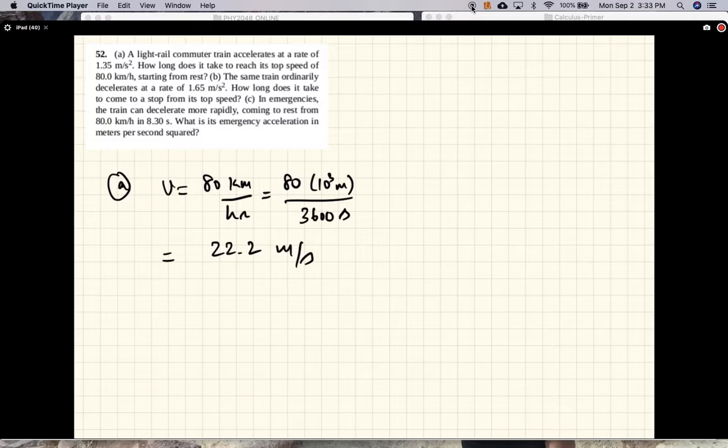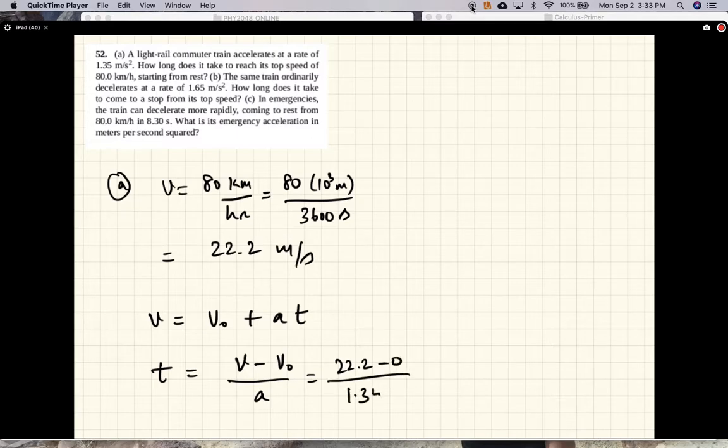So how long does it take to reach the top speed? Okay, so we'll use this. Final velocity is initial velocity plus acceleration times time. So the time taken is that, and the final velocity is 22.2 meters per second. Initial velocity was 0. Acceleration was 1.35 meters per second squared. Okay, and this works out to 16.5 seconds. So in 16.5 seconds, the train has reached its final velocity.